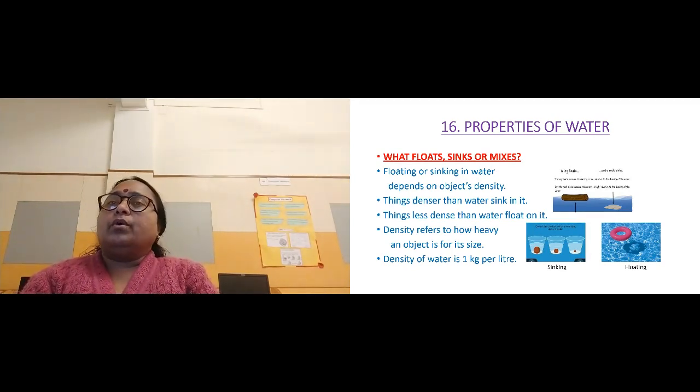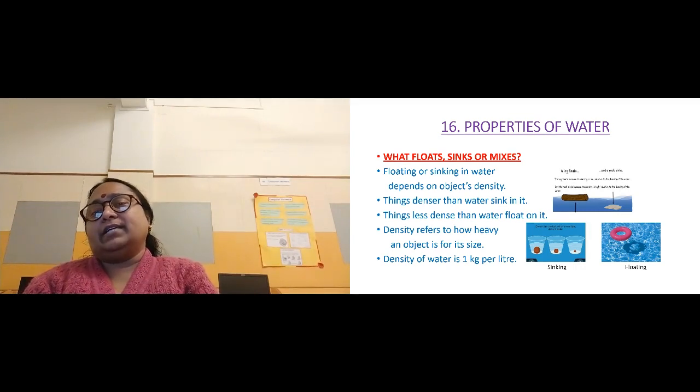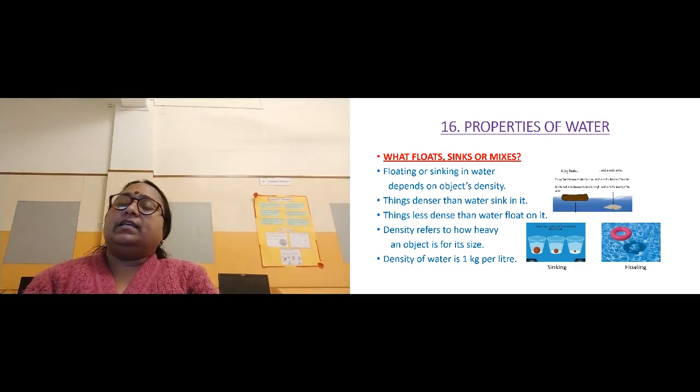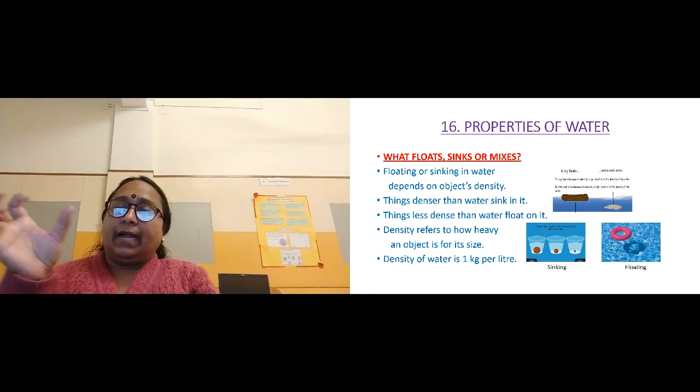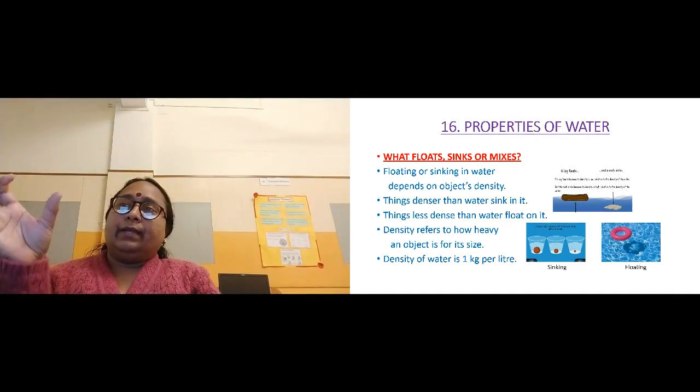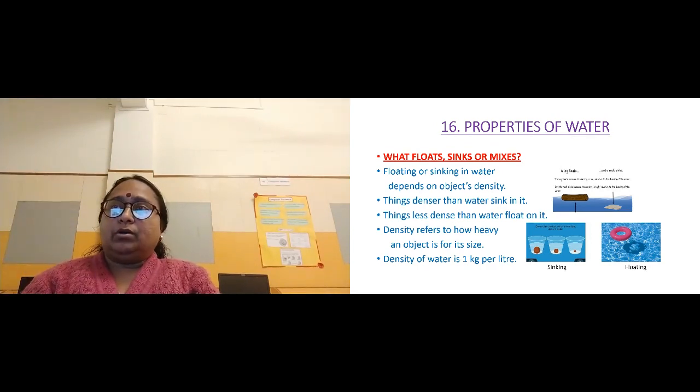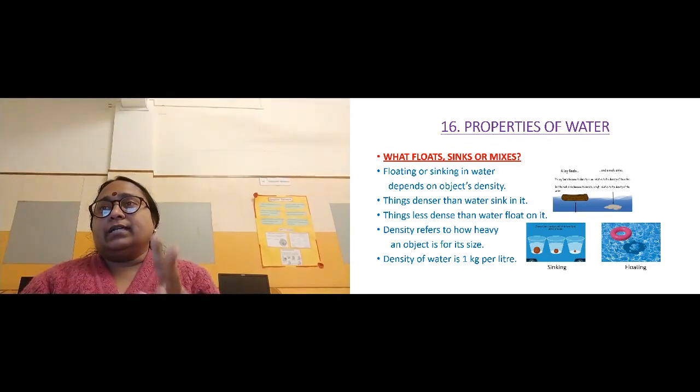Okay, so when you take an object that floats in water, that object will have a lesser density than water. Only when the object has a lesser density than water does it float in water. For example, some plastic ball, or here I have shown you a log of wood, that is the dried one. So we find them floating in water. That is because the density is relatively low when compared to that of water.